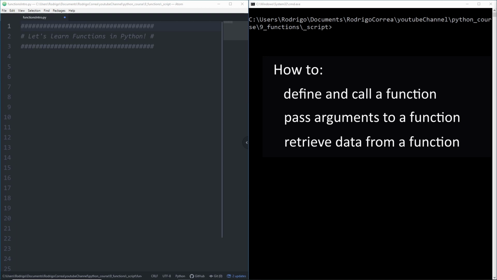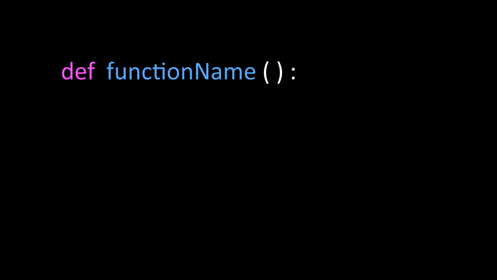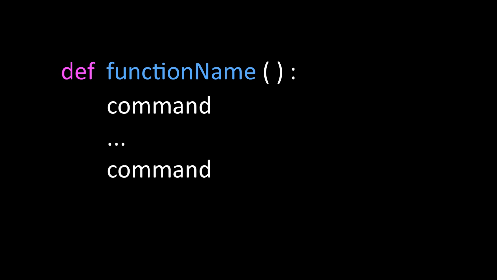Let's get started and learn how to define a function. A function is defined by the keyword def, followed by the function's name, parentheses, and colon. Then, the block of statements starts. You can add as many valid Python statements as you wish. The last indented line tells the Python interpreter that that's the end of the block.